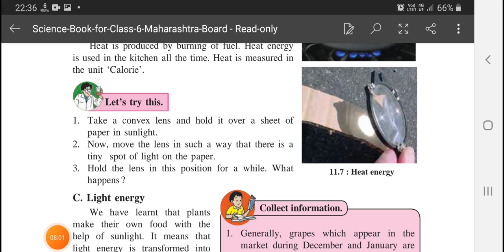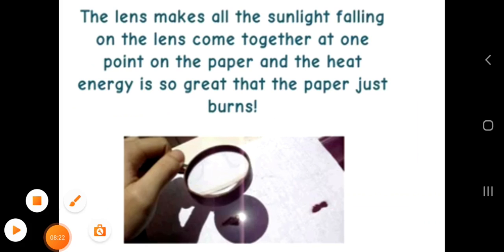Now children, one more activity is given in your textbook, that is, take a convex lens and hold it over a sheet of paper in sunlight. Now move the lens in such a way that there is a tiny spot of light on the paper. Now hold the lens in this position for a while, and then we have to see what happens. See here. What do we have to do? We have to take a convex lens and hold it over the paper in such a way that only one spot of light is projected on that paper.